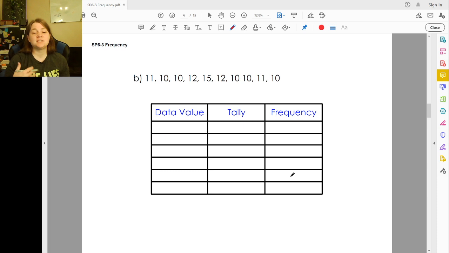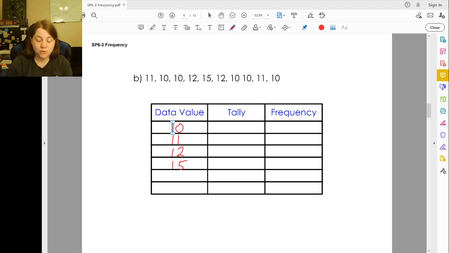This is where you start to see maybe why we bother to do frequency charts, because now we have more numbers. I don't know what numbers to put right off the bat. So what I'm going to do is start looking for the smallest number here. Smallest number I see is 10. The next biggest number after 10 is 11. After 11, I see a 12. After 12, I don't see a 13, don't see a 14, I see a 15, which is my biggest number.